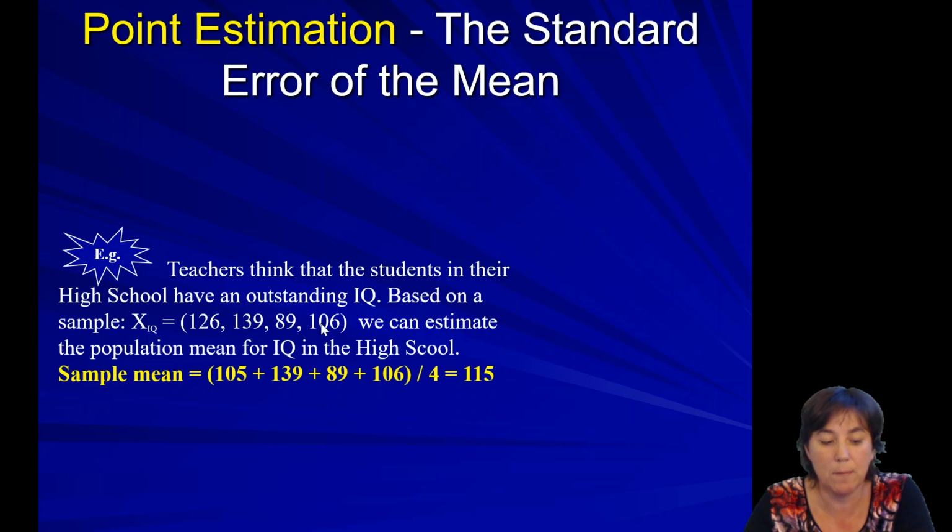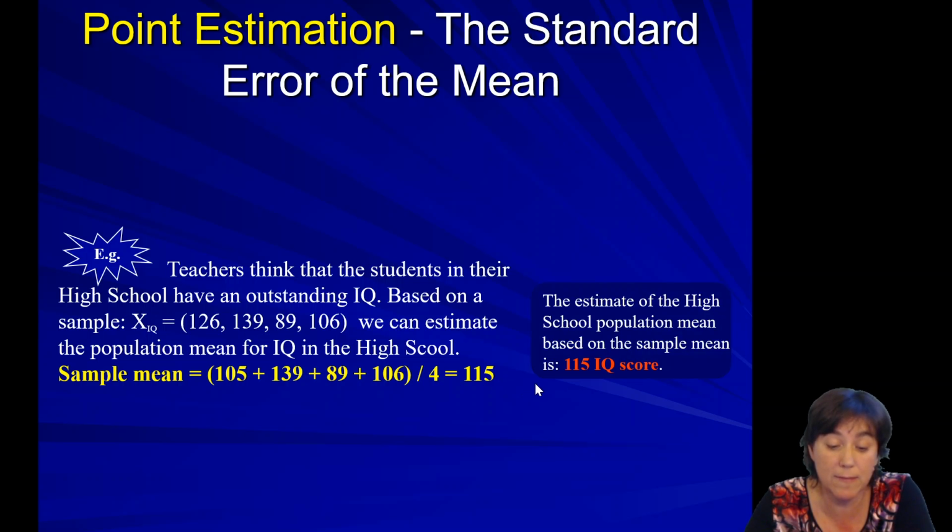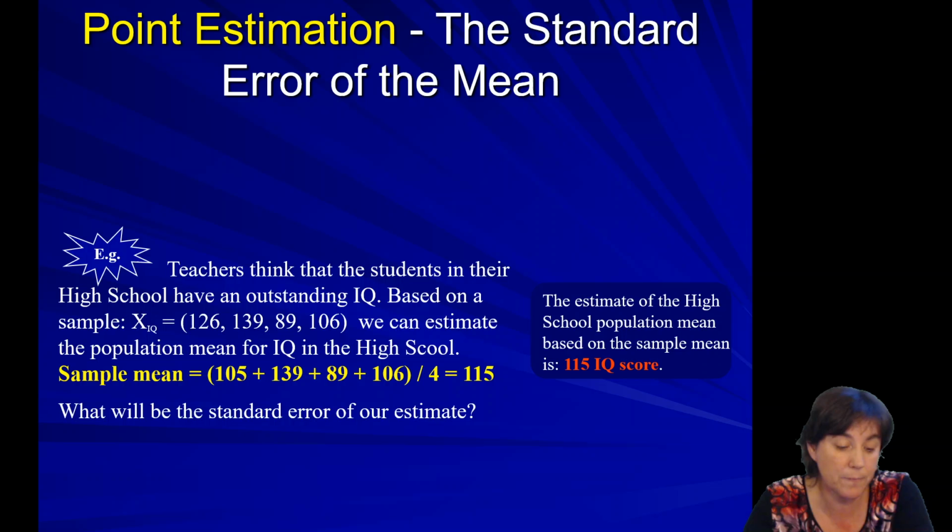Taking these numbers, we did a simple sample mean calculation, arriving at 115 as the sample mean. So we use that mean value, typical of the sample, to estimate the population mean of this high school. So the estimated population mean is also an IQ score of 115. Now the big question is, what will be the standard error of this estimate? How good is it?